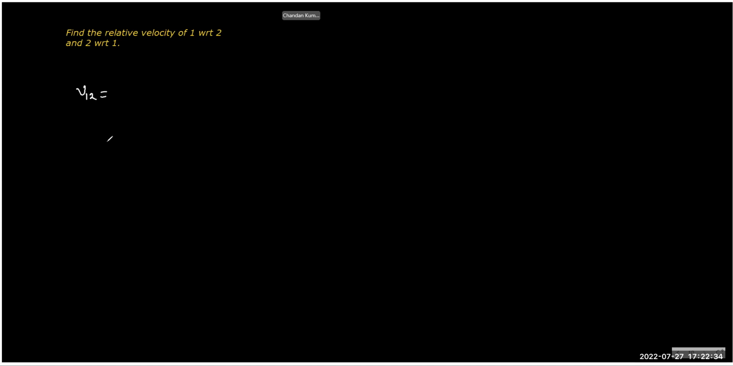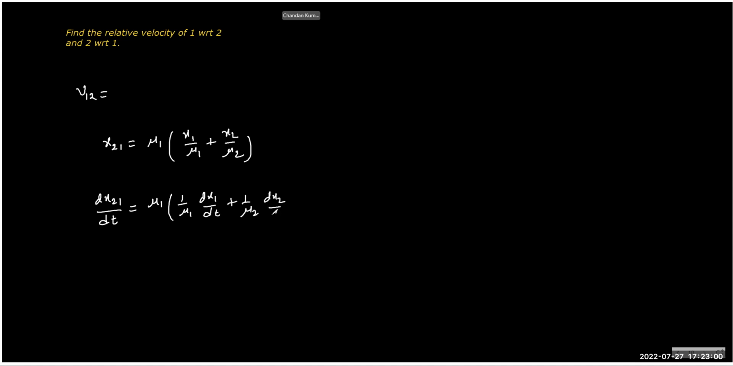So what is the separation in general between these two objects? So distance of two as seen by one is, so one is the observer, so we know mu1 into x1 by mu1 plus x2 by mu2, right? Easy, and then we differentiate. So this is the velocity of two as seen by one, and this is minus v1 by mu1. Why minus? Because x is decreasing, right? They're coming towards the interface.